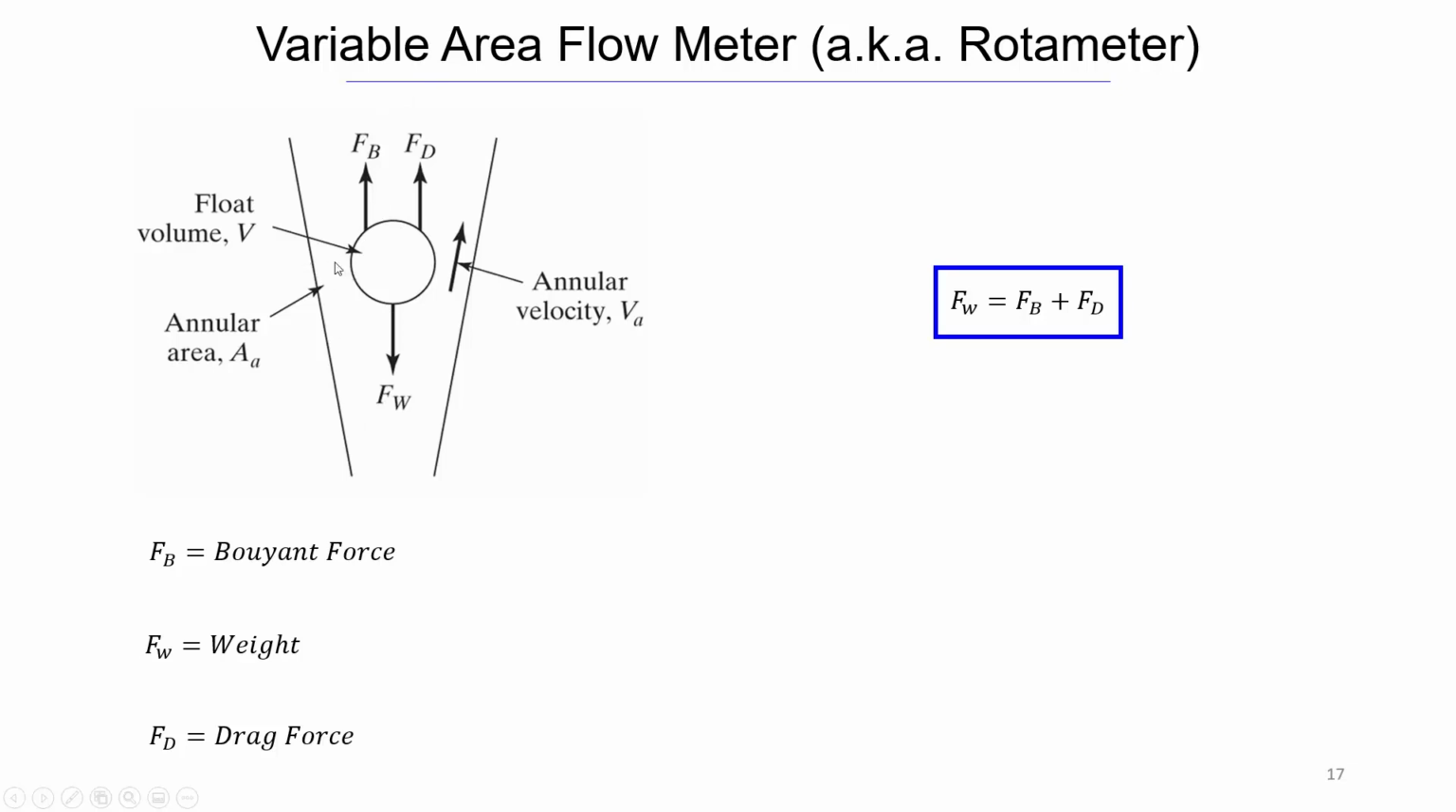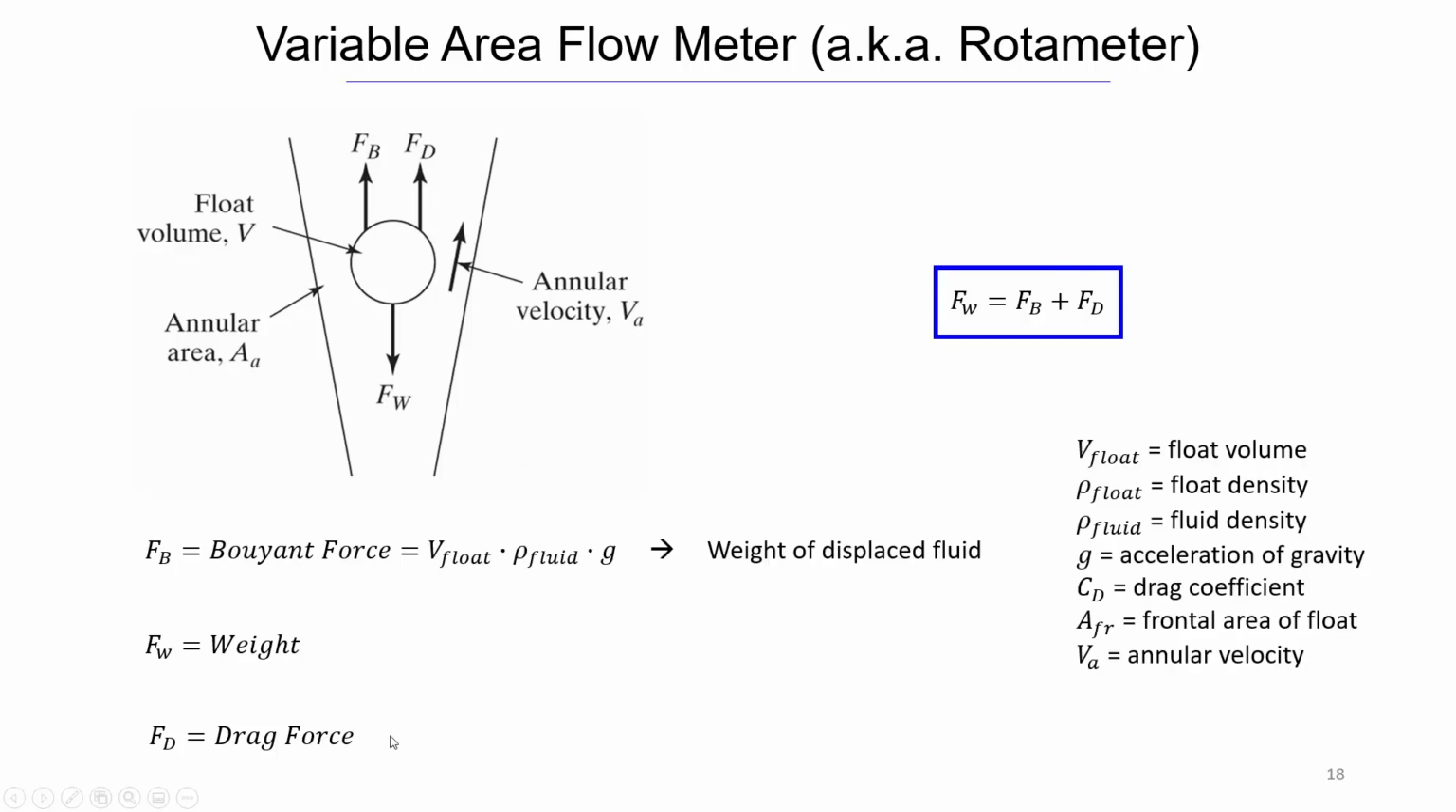Then I said that ring around the float is the annular area. The annular velocity is the velocity of the fluid through that annular ring, which is going to be a pretty key thing that we want to get to. It won't be our final thing that we want, but that's what we're trying to get to. And the volume of all this is important too. So if we just create this force balance equation, the weight equals the buoyant force plus the drag force. So we need to get equations for what each of those are.